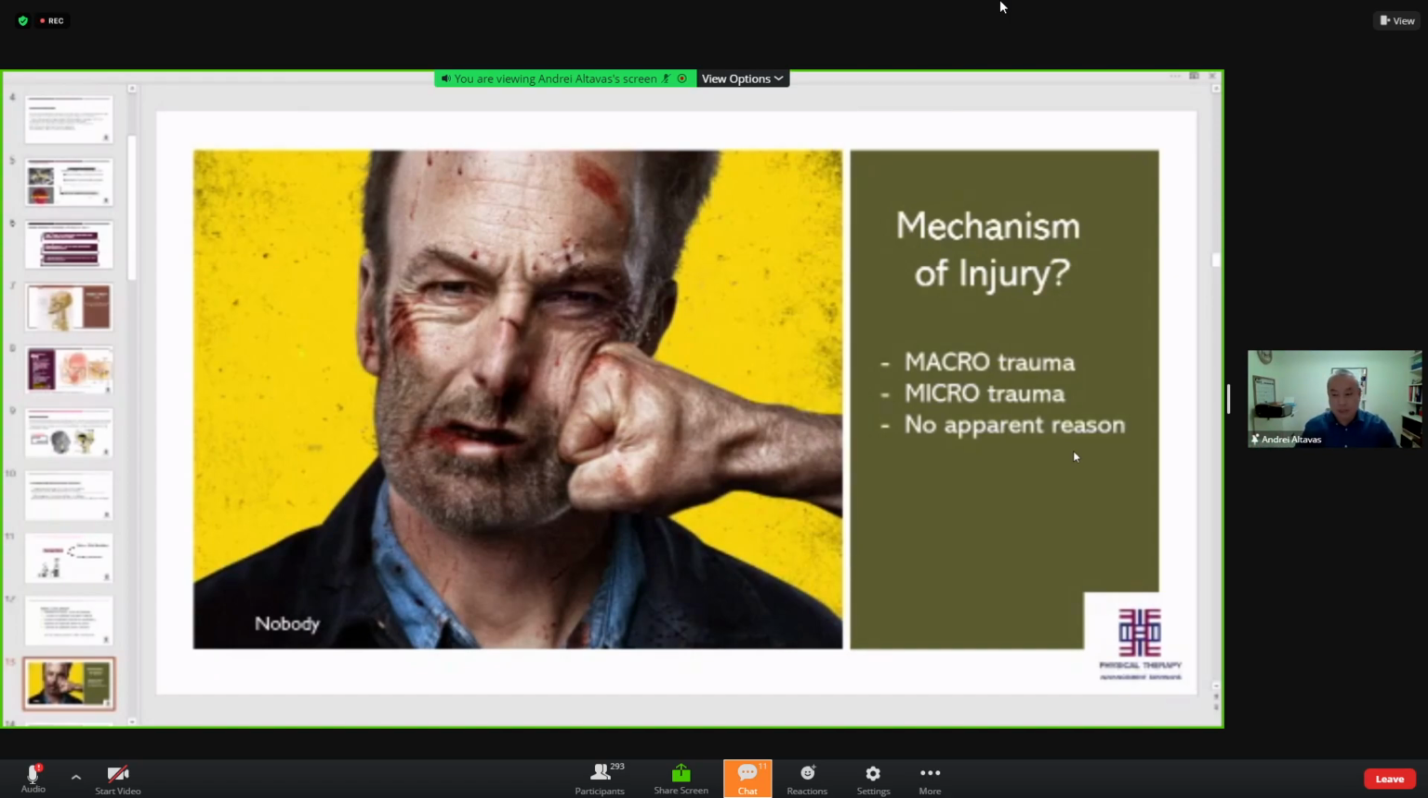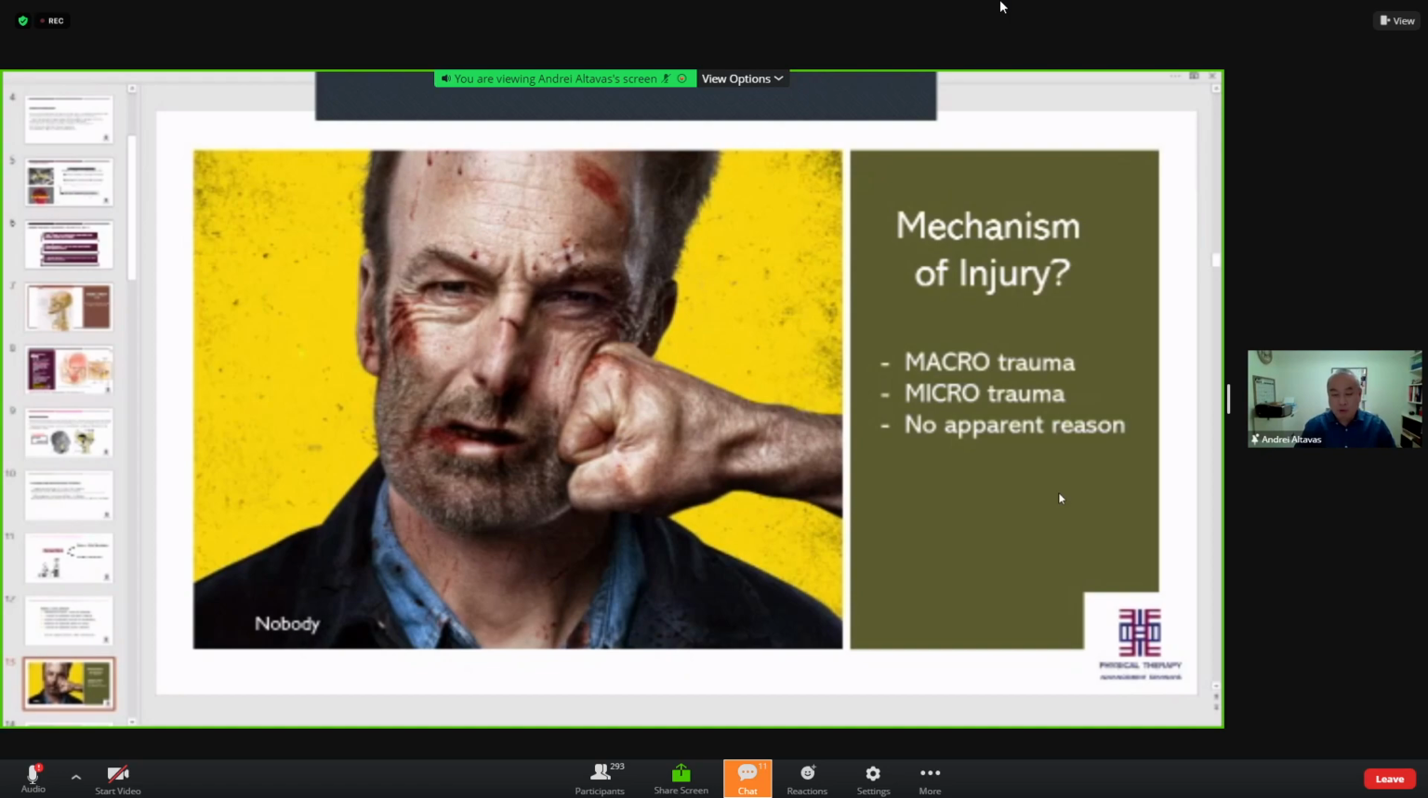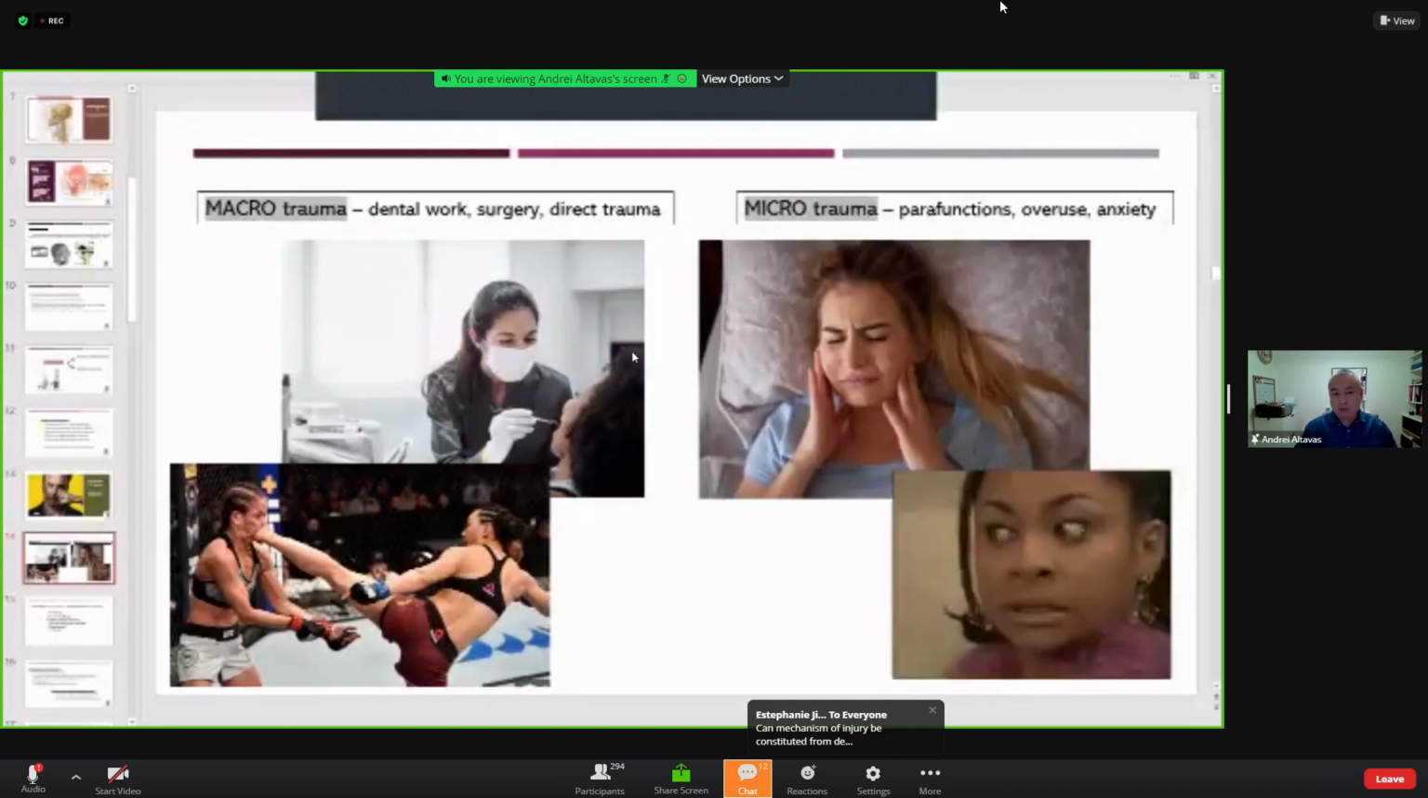We could just be waking up one morning with pain in the jaw. But again, we need to look deeper into their history and see whether they had any micro traumatic event or a macro traumatic event. Examples of macro trauma: dental work, surgery, and direct trauma.